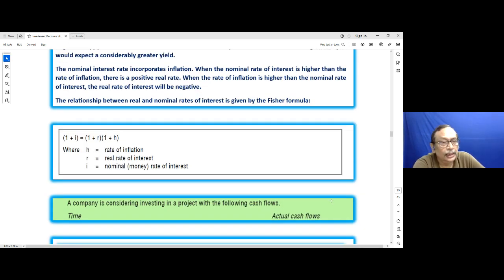Now, the relationship between real and nominal rates of interest is given by the Fisher formula. The formula is 1 plus I is equal to 1 plus R multiplied by 1 plus H, where H is equal to rate of inflation, R is equal to real rate of interest, and I is equal to nominal, that is money rate of interest.